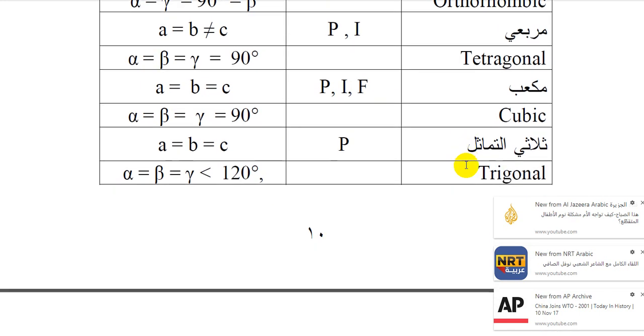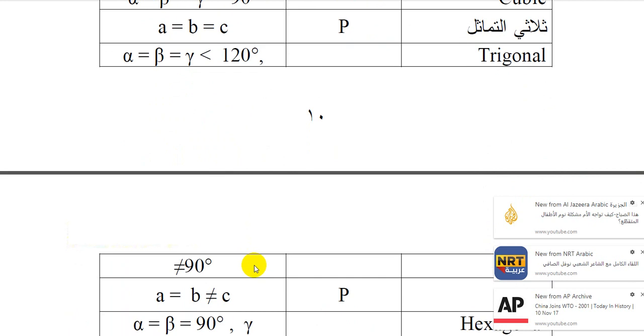ثلاثي التماثل trigonal أو trisymmetric، ثلاثي التماثل P. This is the only Bravais lattice corresponding to it، يعني شبكات برافيه المناظرة P. A يساوي B ويساوي C. So the parameter values are as follows، يعني القيم المعاملات هي كالتالي: ألفا يساوي بيتا ويساوي جاما، كما ترون 120.